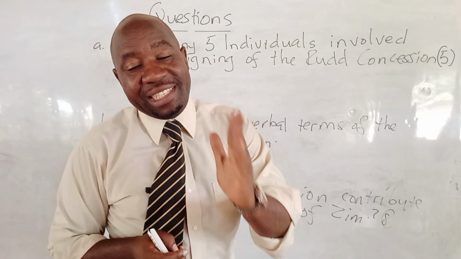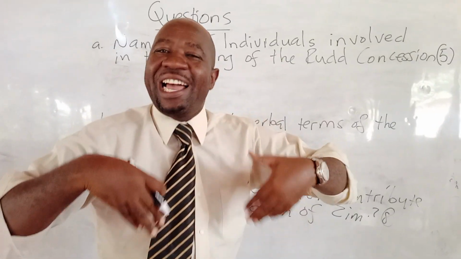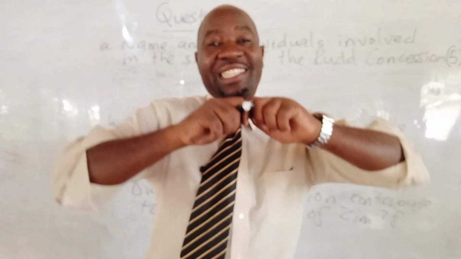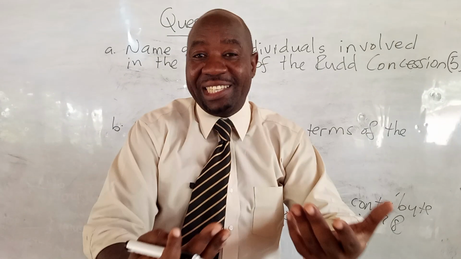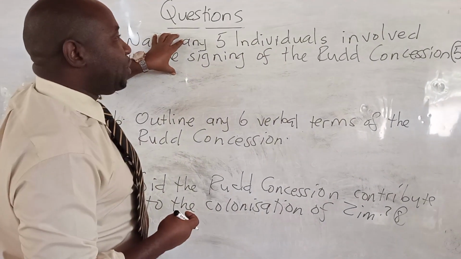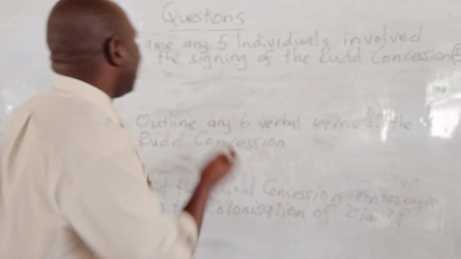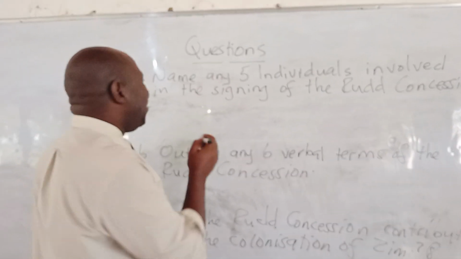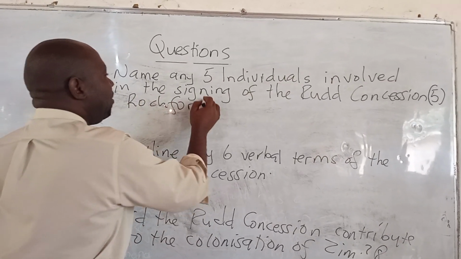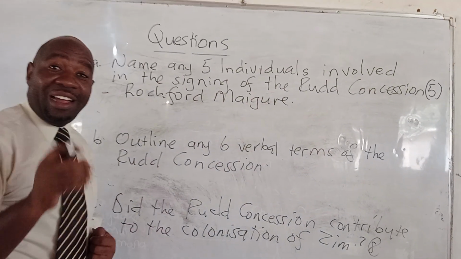Don't forget, when we are answering part A, we just list, we just name, we just identify, we just state. It's a one-word answer. In some instances, it's a sentence, but in most instances, it's a one-word answer. So here we list the individuals involved in the signing of the Rudd Concession. Who were those? Number one, there was a man called Rochford Maguire. He was responsible for the signing of the Rudd Concession.